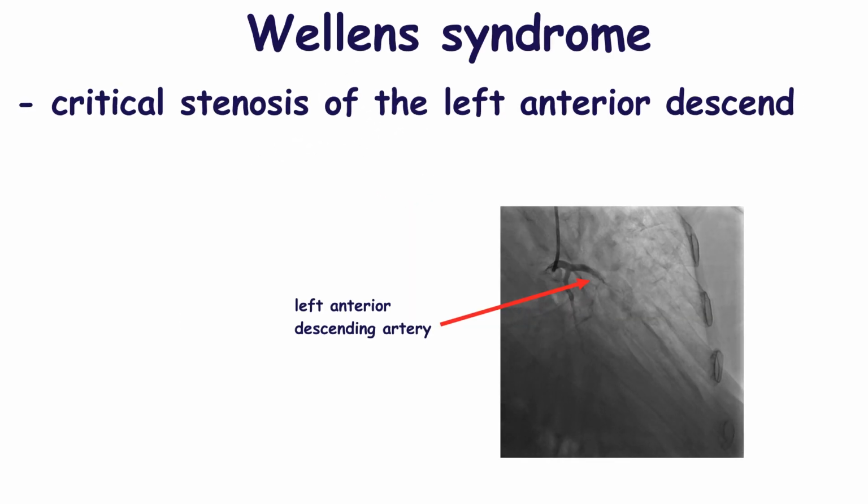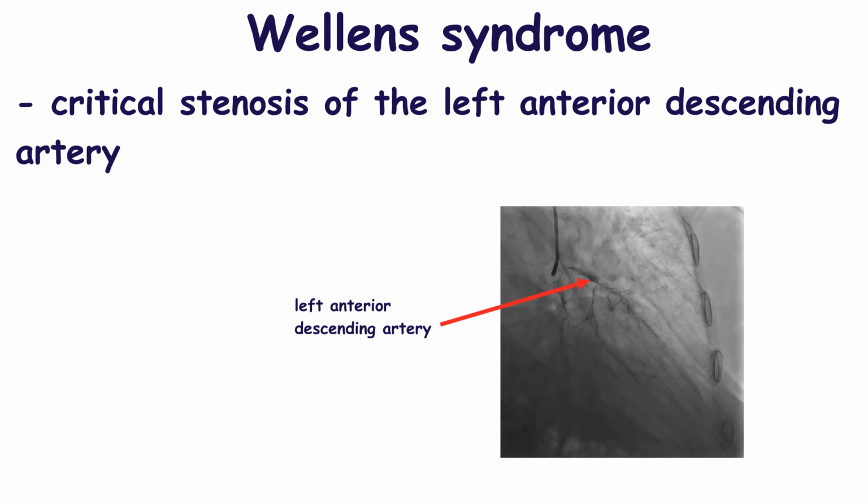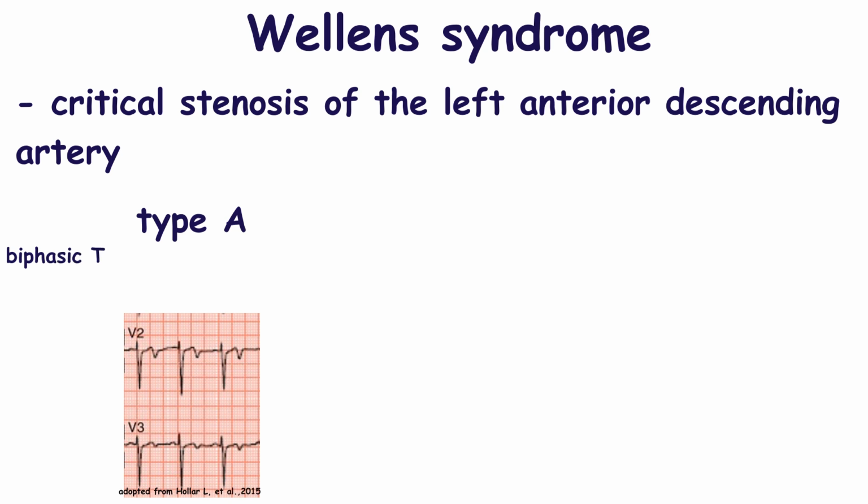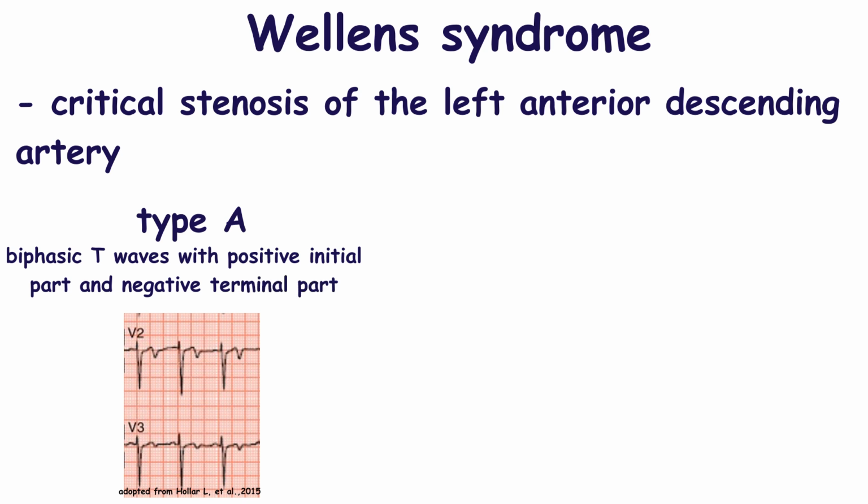Wellens syndrome is a result of critical stenosis of the left anterior descending artery. There are two types of Wellens syndrome. Type A is characterized by biphasic T waves with a positive initial part and negative terminal part in leads V2 and V3. Also, it may be seen in all precordial leads.